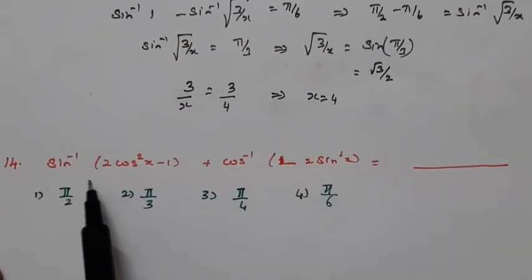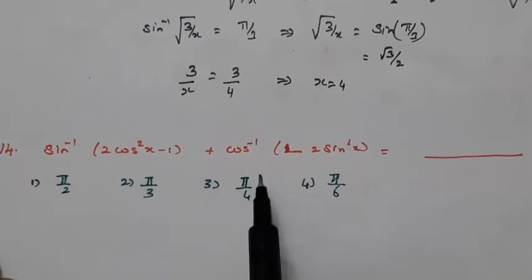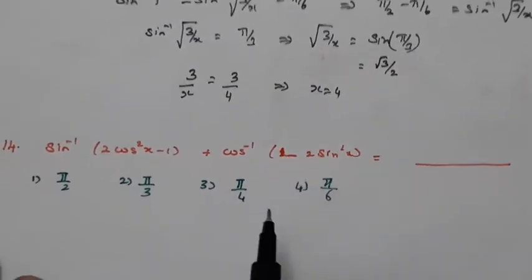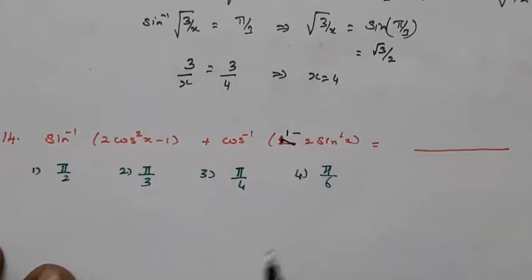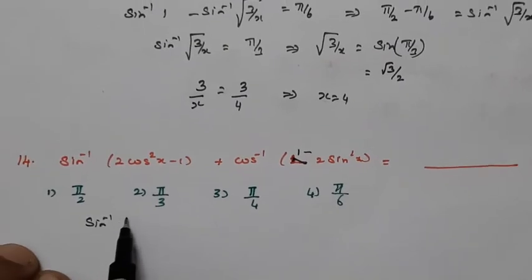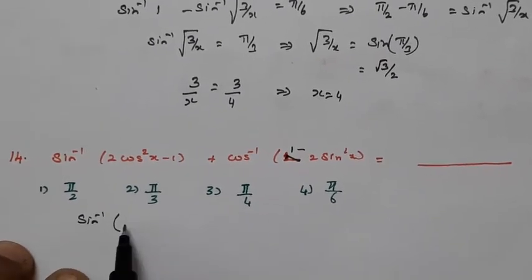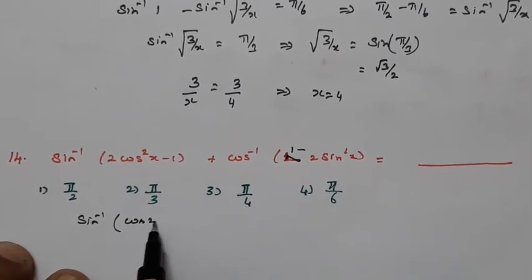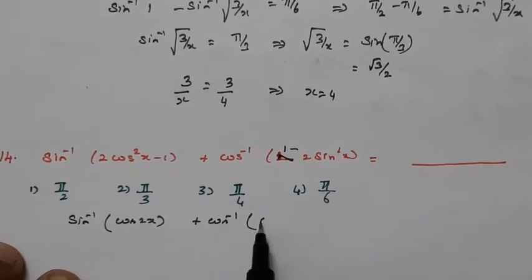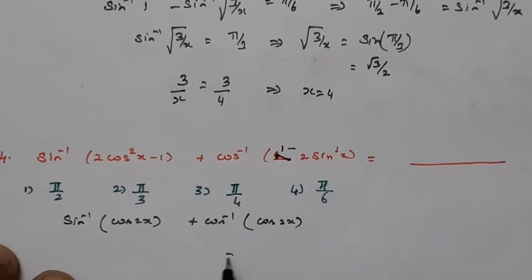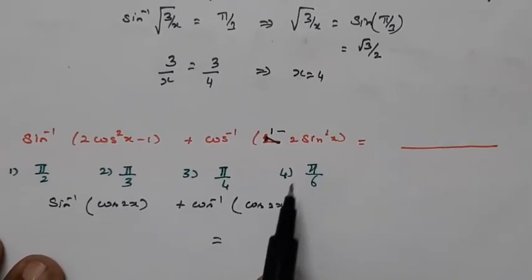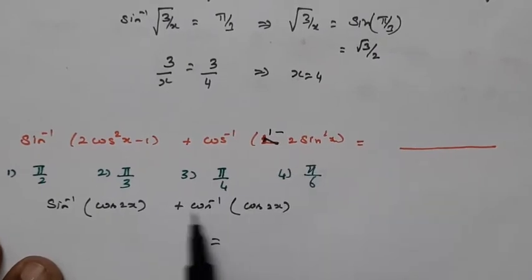Then the 14th one, sin inverse of 2 cos squared x minus 1 plus cos inverse of 1 minus 2 sin squared x is equal to dash, right? See, you know that 2 cos squared x minus 1 is nothing but cos 2x. Okay. Similarly, 1 minus 2 sin squared x is also equal to cos 2x. Now, sin inverse of cos 2x plus cos inverse of cos 2x is obtained. Okay. The given expression has now taken this form.